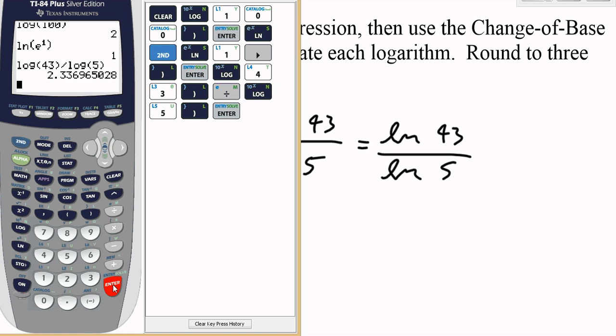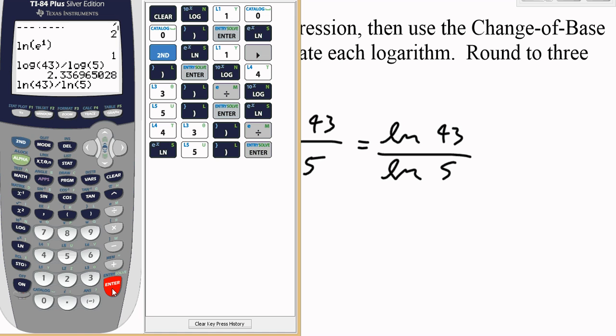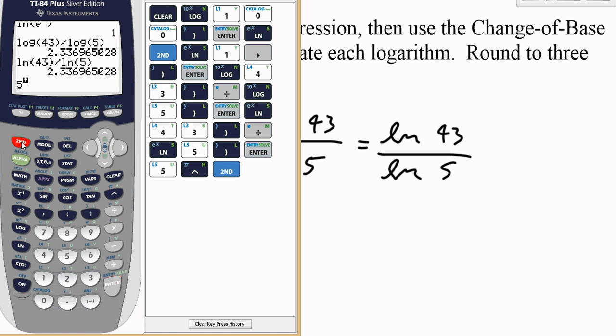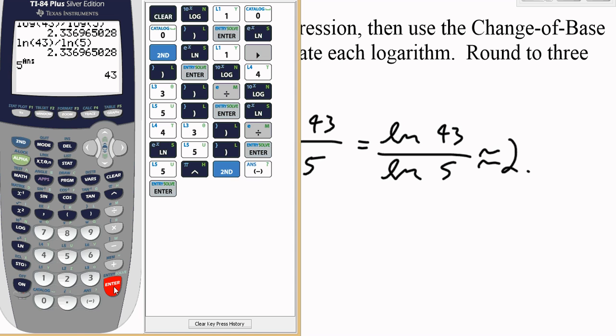Okay, I can also see if I did ln of 43 divided by ln of 5, we'll get the same answer. We know that if we do 5 to that power, that should be 43. So our answer over here is approximately equal to 2.337.